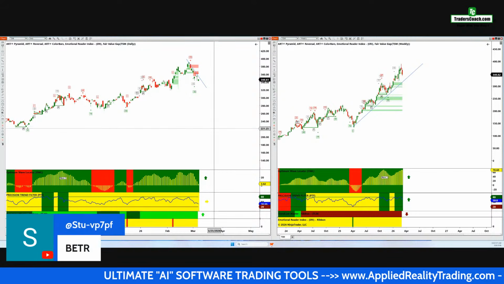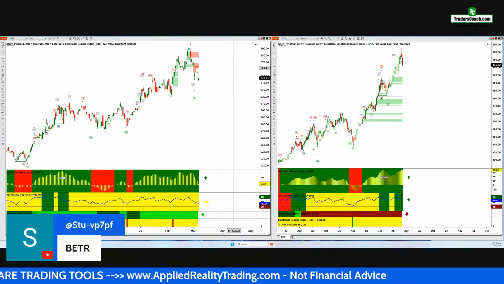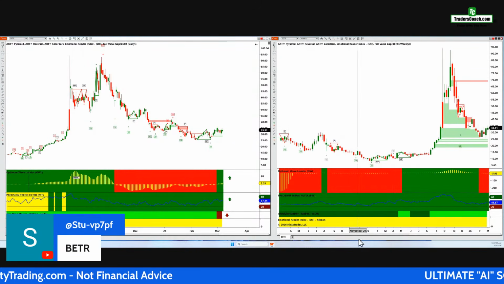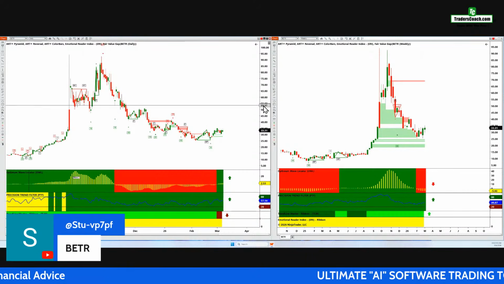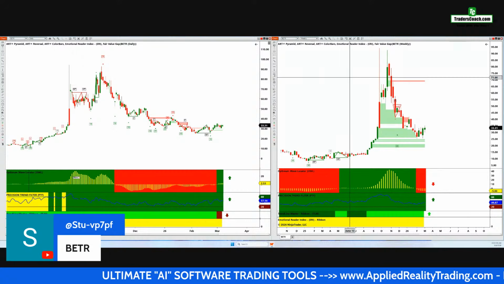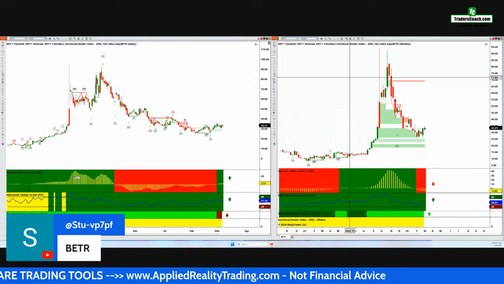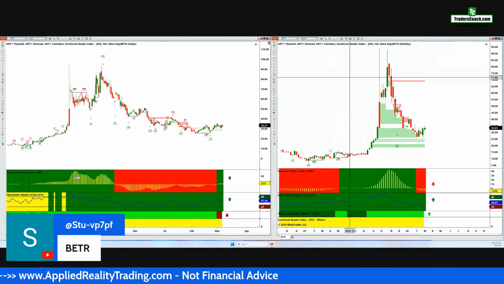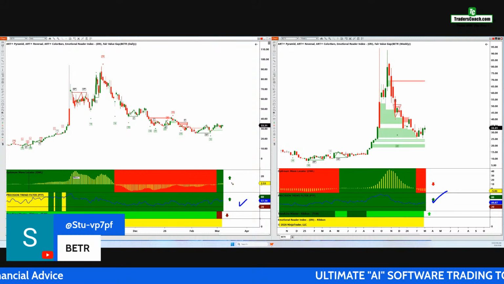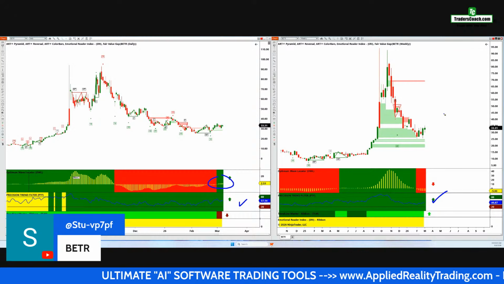All right, BETR. Let's take a look at that. Okay, let's see what we got here. Well, this is an interesting one, Stuart. I love the fact that we sold off and we're finding some support at that fair value gap on the weekly chart. Sweet. And notice we got this green and this green, we got this now green. So that's kind of interesting, okay?